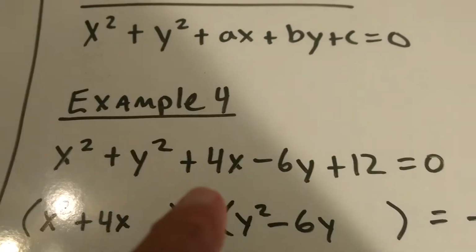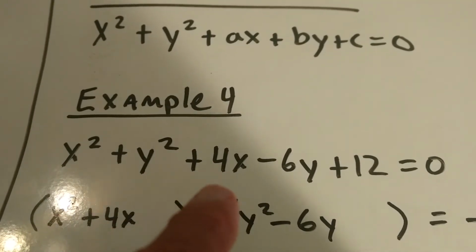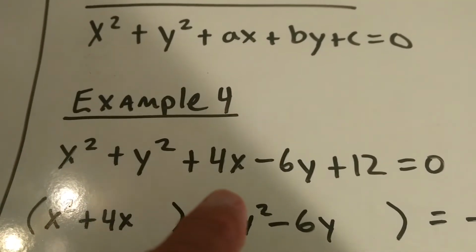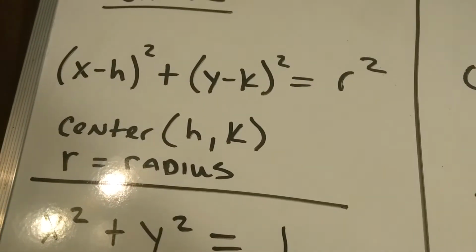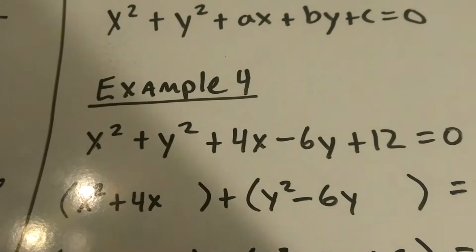Okay? Example 4 says you have x squared plus y squared plus 4x minus 6y plus 12. So this is in standard form, or general form is what they're calling it. We want to take it to center radius form. The center radius form is right there. So what happens is we have to do a process called completing the square.